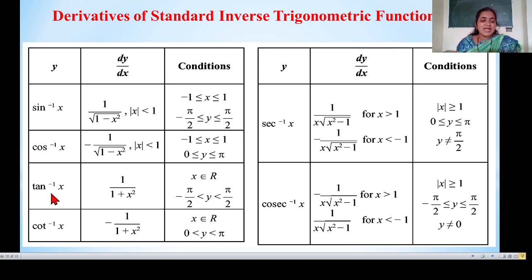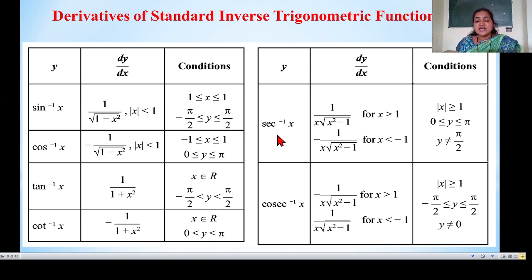Next function is tan inverse of x. The derivative of tan inverse of x is 1 upon 1 plus x square. Here x belongs to real numbers, and minus pi by 2 is less than y is less than pi by 2. Next, cot inverse of x. The derivative of this term is minus 1 upon 1 plus x square, and the condition is x belongs to real numbers, and 0 is less than y is less than pi.